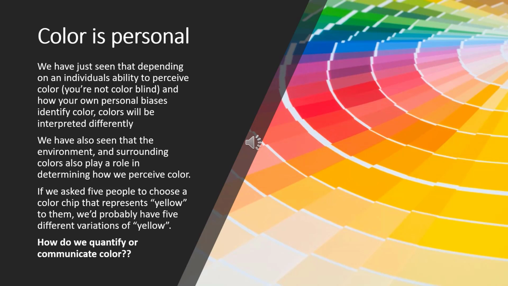So we've just seen that based on an individual's ability to perceive color and their own personal biases towards color, they're going to interpret color differently. We've also seen that the environment, that includes the light and surrounding colors, also play a role in the way that we perceive color. In the illustration to the right, we have a big fan of yellow chips there. If we ask 5 different people to pick a yellow chip, I'm pretty sure we'd probably have close to 5 different yellow versions. So how do we quantify or communicate color to other people?